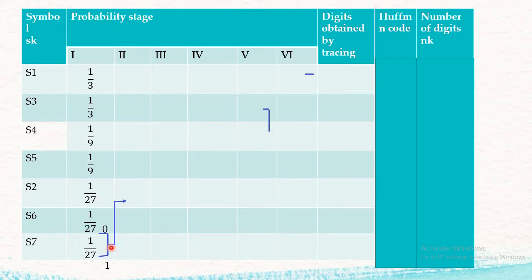Where will this 2/27 go? This 2/27 will take the position of 1/27. As 2/27 is greater than 1/27, the 2/27 will take the position of 1/27, and 1/27 comes below. What about all the rest of the values? By considering this 2/27, we go to the next stage. So 1/3 remains as it is, it doesn't change its position. 1/3 goes as it is to the second stage. This 1/9 remains as it is, the second 1/9 also remains as it is, but this 1/27 goes downward.